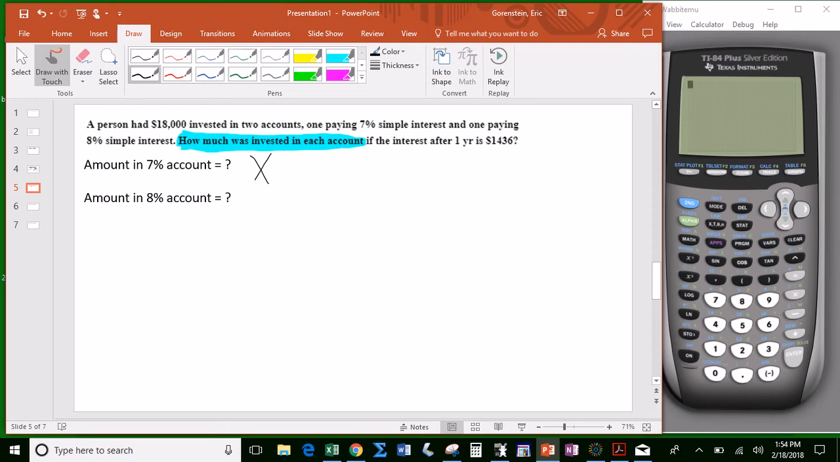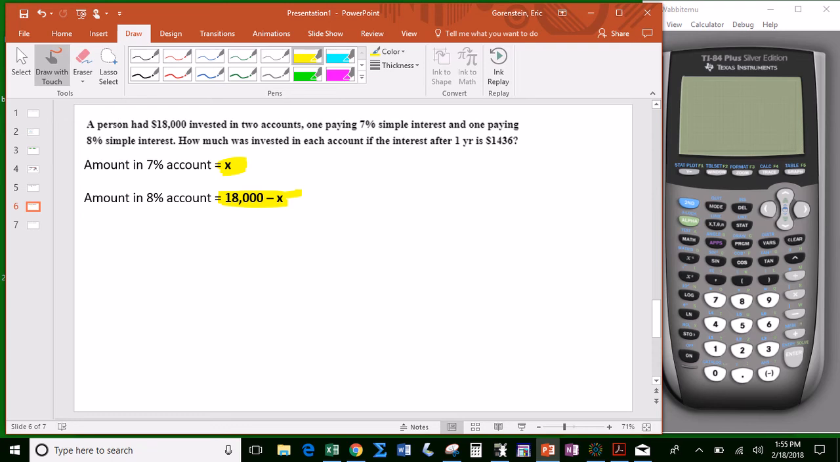Now, how would you calculate the amount in the second account? Well, it's the 18,000 and then take away all the money that was already invested. So subtract off the money in the 7% account. So that looks like X dollars here and the rest is down here. So we have X dollars in the 7% account and the rest, the 18,000 minus the X, in the 8% account.